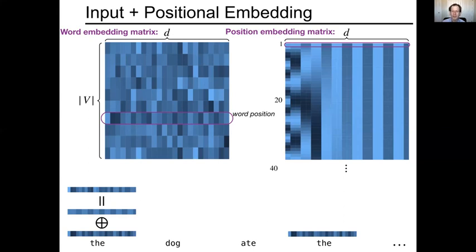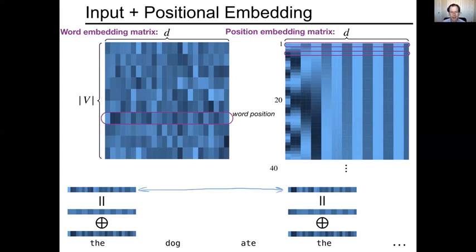For the second instance of the word the, this was the fourth word in the sentence. So we pull out the fourth row of this position embedding matrix and we add it to the word embedding for the, and we get out something now that's going to look somewhat similar to the embedding representation for the, but it's going to be a little different. So the similarity reflects the fact that they're both the word the, the difference reflects the fact that they're in different word positions. And it turns out that the transformer model is able to leverage both of those things to great effect.